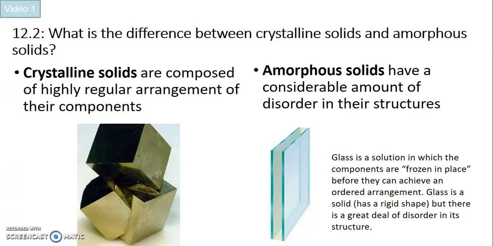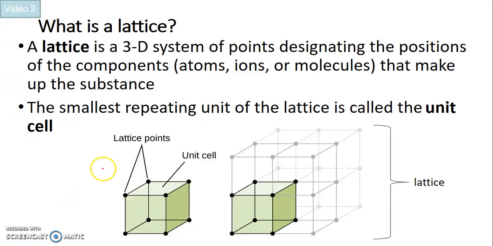Now, as I mentioned a moment ago, crystalline solids have these highly ordered components, which I said were called lattices. So a lattice is a three-dimensional system of points designating the positions of the components. Now, the components can either be atoms, they can be ions, or they can be molecules based on what type of crystalline solid we're looking at.